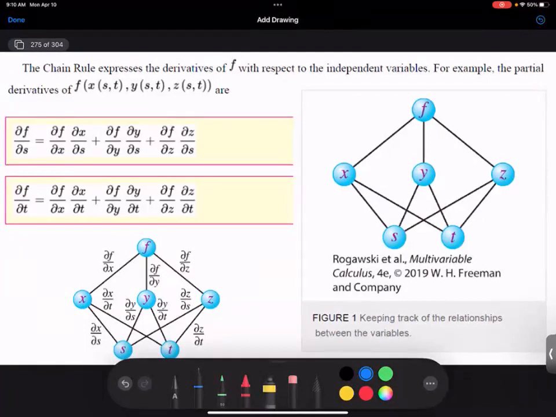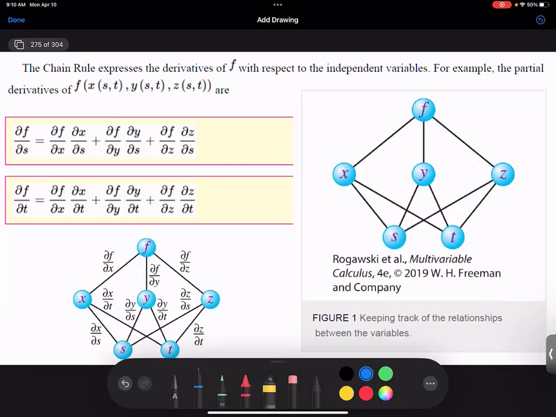And so if I want to figure out what is the derivative of f with respect to s, I look at all the paths that start at f and end at s. And I multiply as I go down a path, and then I add up all the paths. And here's my ∂f/∂x times ∂x/∂s, here's my ∂f/∂y times ∂y/∂s, and finally my ∂f/∂z ∂z/∂s. So this is just a nice way to remember how you get to the chain rule.